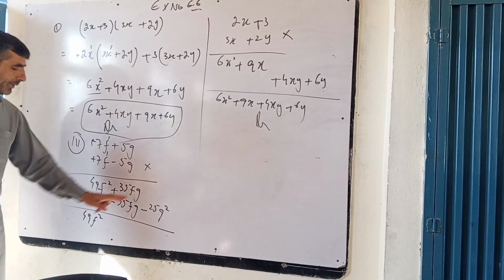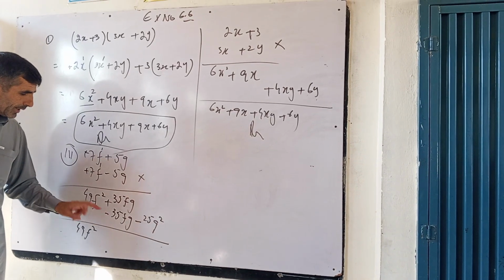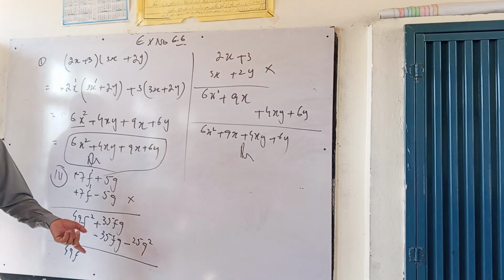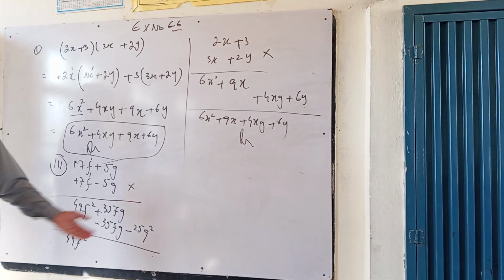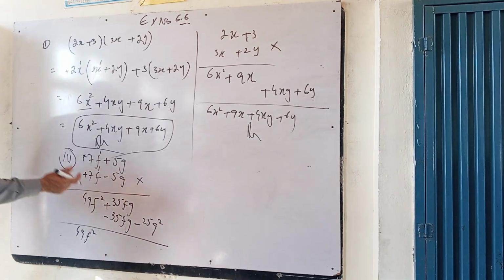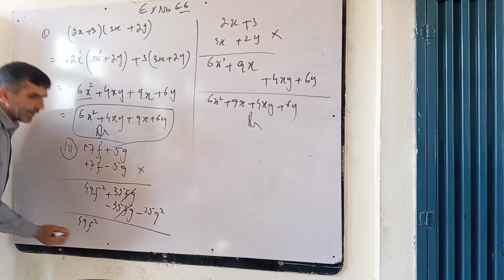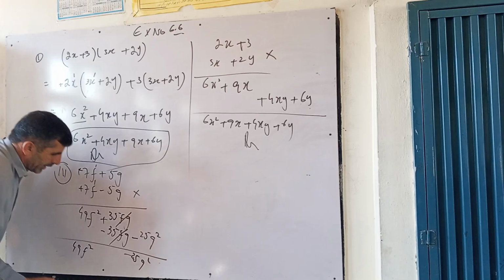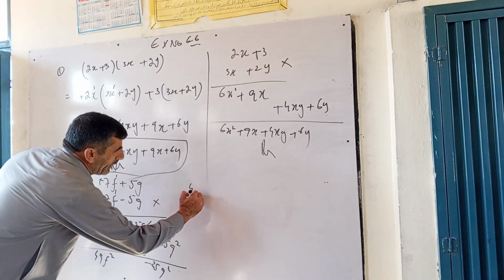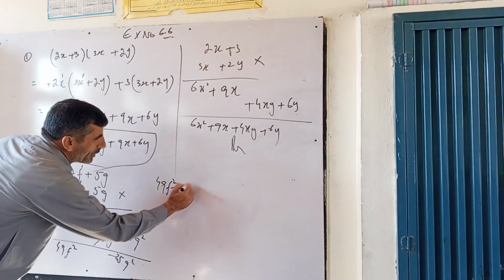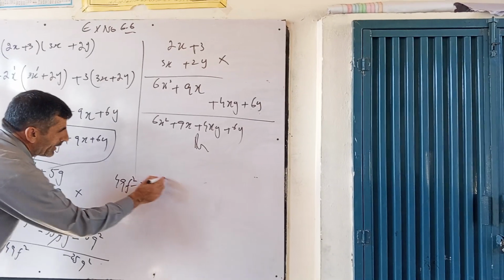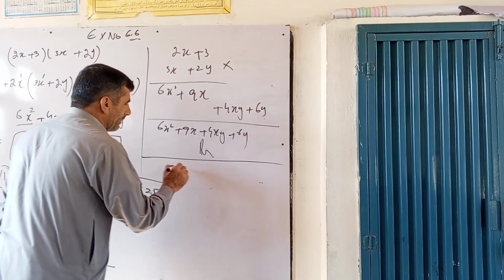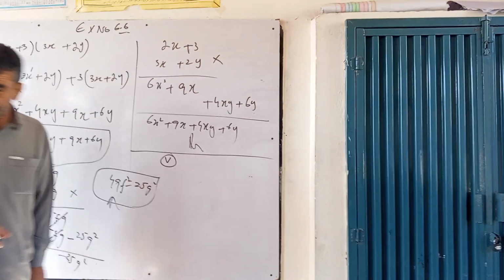It is plus 35 fg, and it is minus 35 fg, so the coefficient is the same and the variables are the same, and the symbols are different, so we can cancel them with each other. Now it is equal to minus 25 g square, so it is equal to 49 f square minus 25 g square. That's the final answer.